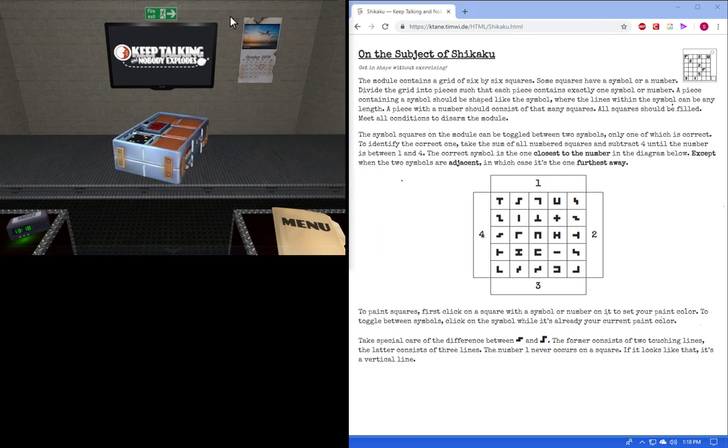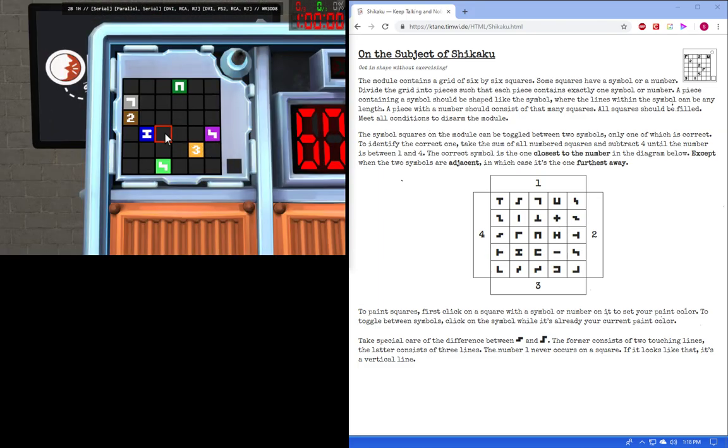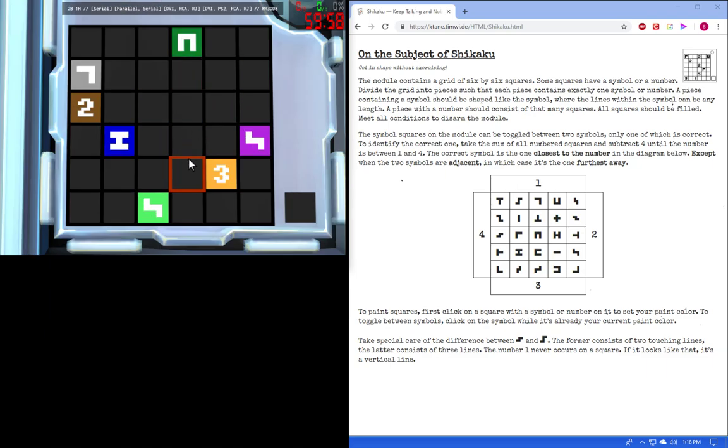So, this is mostly a diffuser-heavy module. What the diffuser is going to do is add up all the numbers on this module. So in this case, 2 plus 3, so you get an answer like 5. Then he's going to subtract 4 from that number until he gets a number between 1 and 4. So if you got 5, you have to subtract 4, it's 1. Then the diffuser would tell the expert, okay, I have 1.